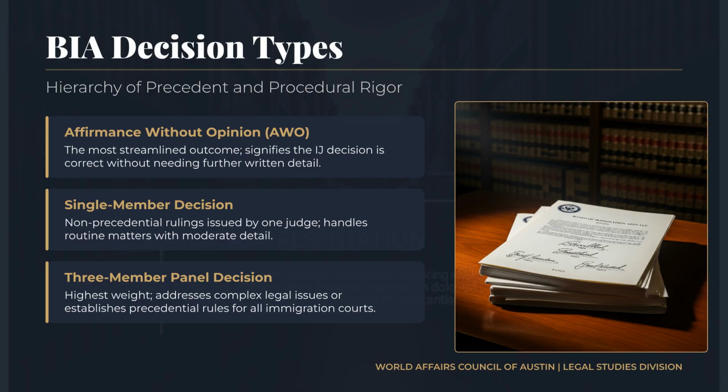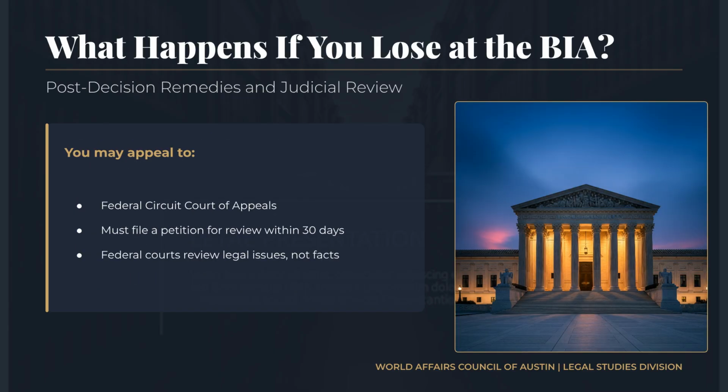BIA decisions follow a hierarchy. An affirmance without opinion is the most streamlined, signifying the IJ decision is correct without further detail. Single-member decisions handle routine matters, and three-member panel decisions establish precedent and address complex legal issues. If you lose at the BIA, you may appeal to the Federal Circuit Court of Appeals. You must file a petition for review within 30 days. Remember, federal courts only review legal issues, not facts.